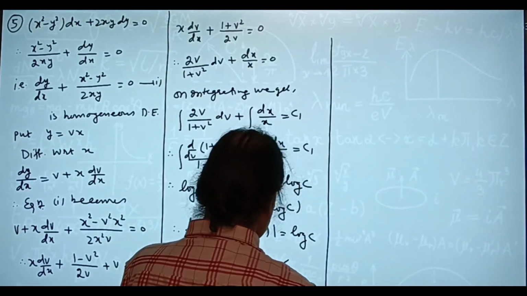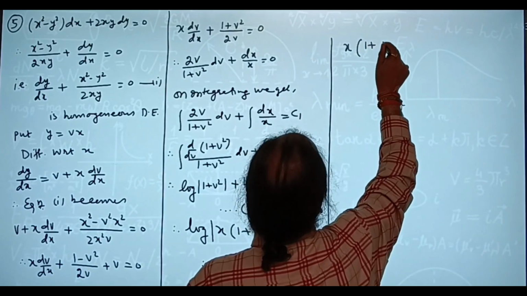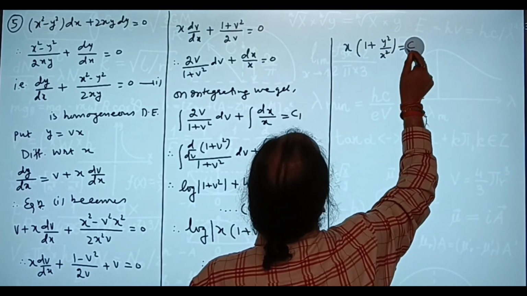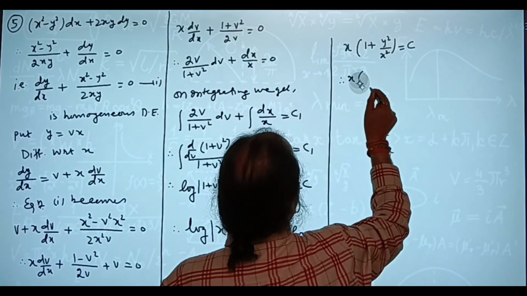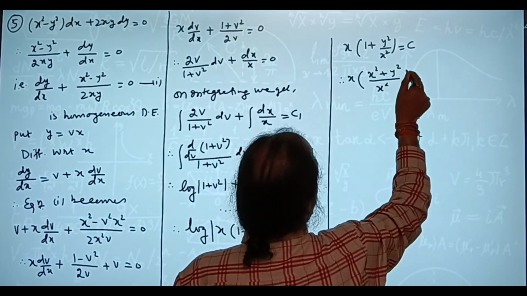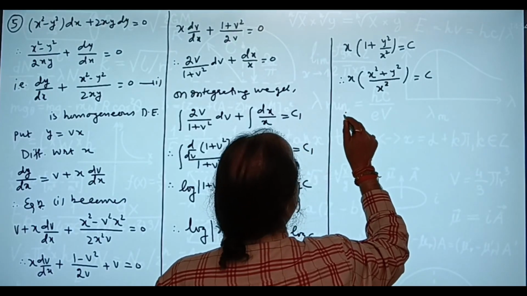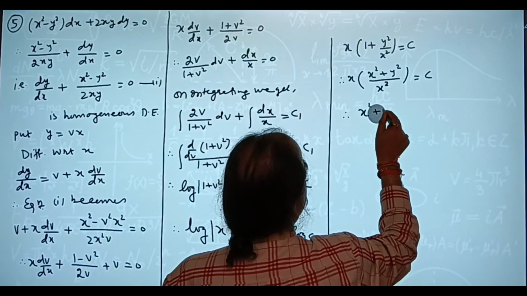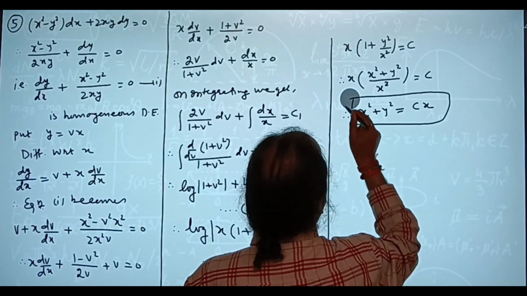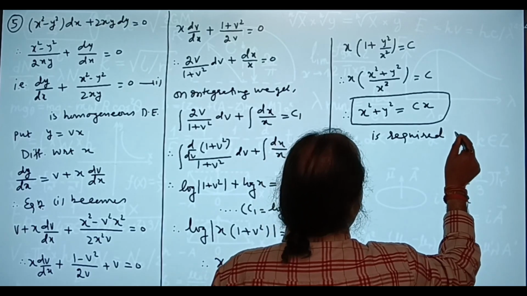Therefore, x into 1 plus y square upon x square, one x will get cancelled and remaining x you multiply right side. Required general solution.